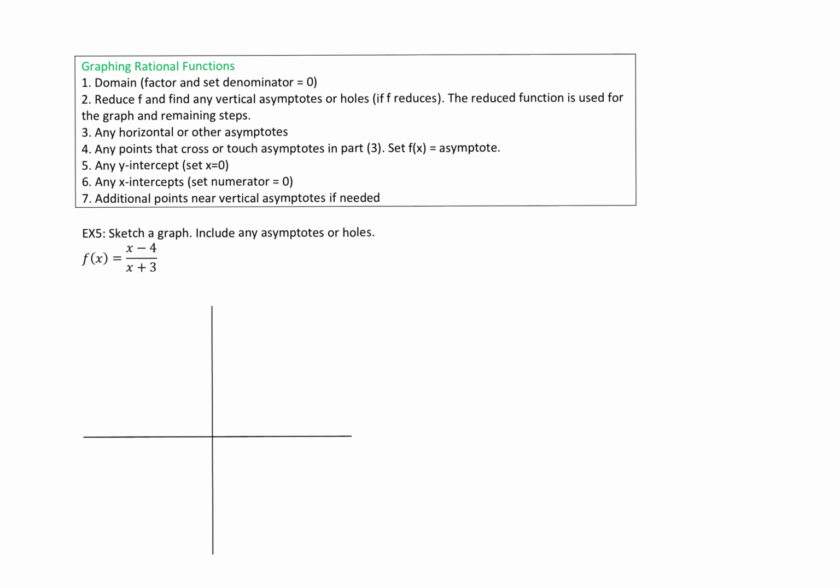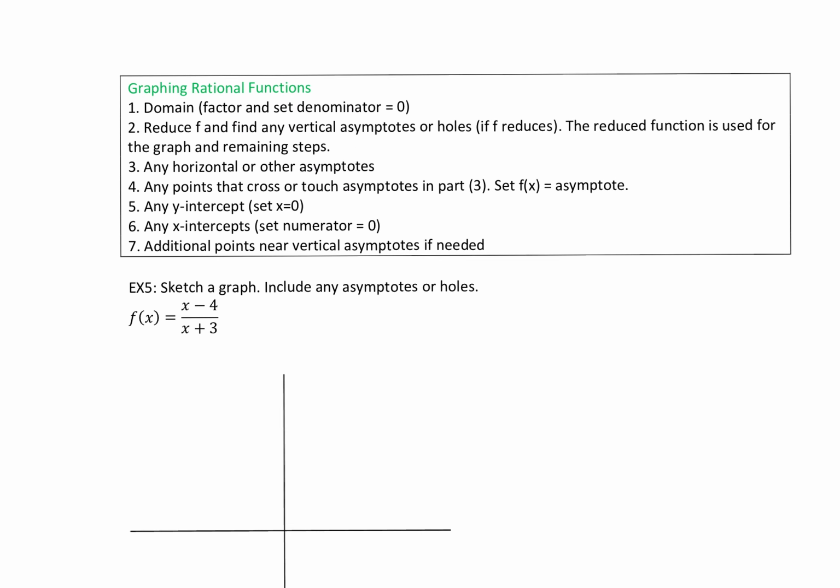Now we're going to finally put all of this together. When we're graphing our rational functions, and this order may differ from that in your book, first thing we want to do is find our domain. Again, that just tells us how many pieces we're going to be graphing. So to find your domain, you just set denominator equal to 0 and solve. If possible, reduce your function. And then find vertical asymptotes after you reduce. That will also give you holes if it reduces. So now we're just going to use the reduce function for 2 through 7.